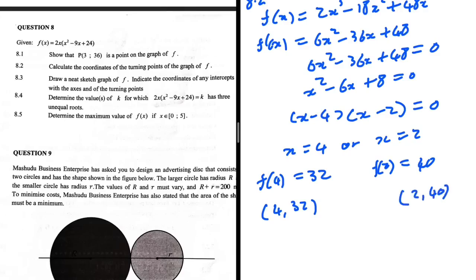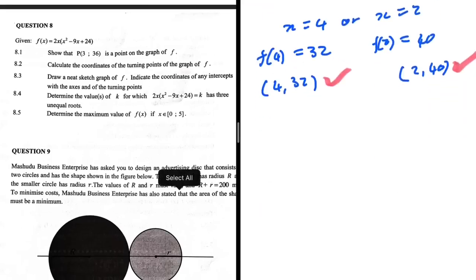But we know from 8.1 that 3 goes with 36. I'm trying to see if this makes sense. 2 with 40, 3 with 36, 4 with 32. Okay, that's fine. If 3, which is between 2 and 4, was not following some sort of pattern, I would be skeptical about our answer here. So these are the turning points. I don't know why this math is exciting me today, but let's just solve the problems.